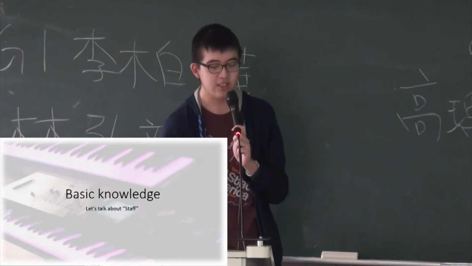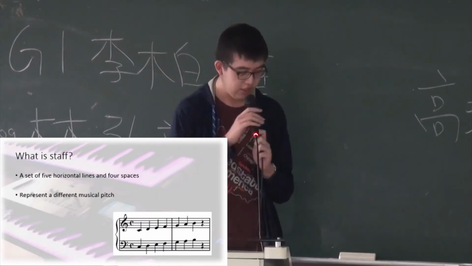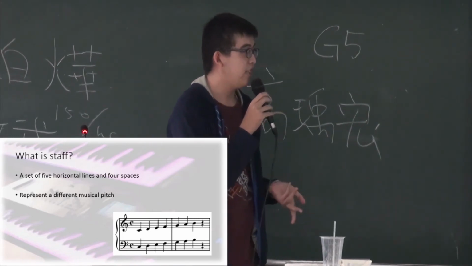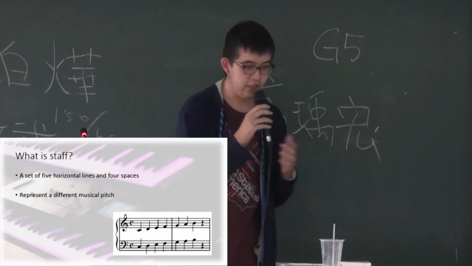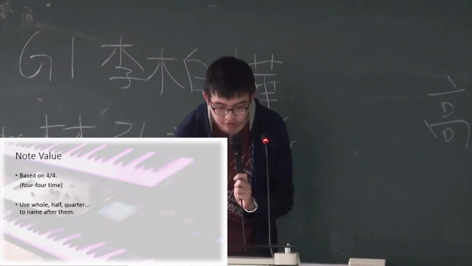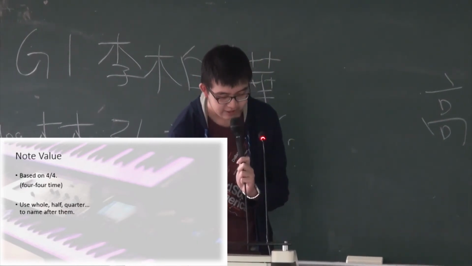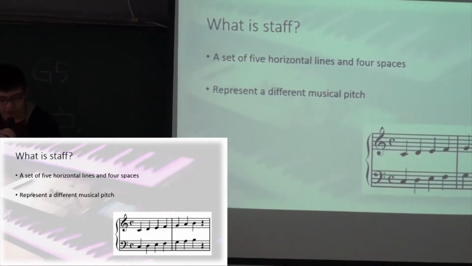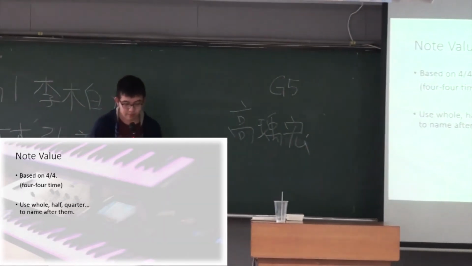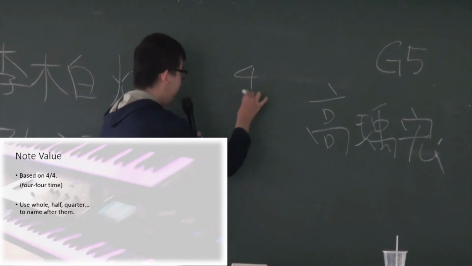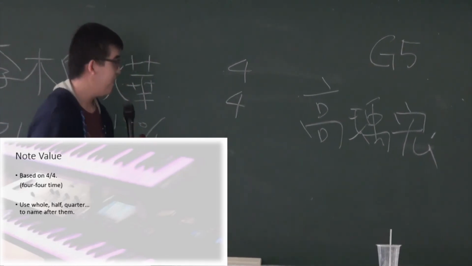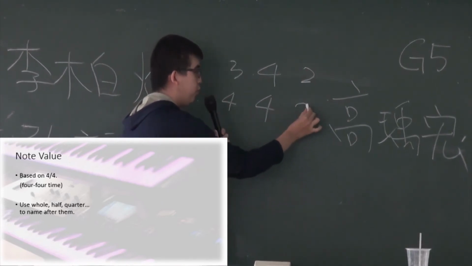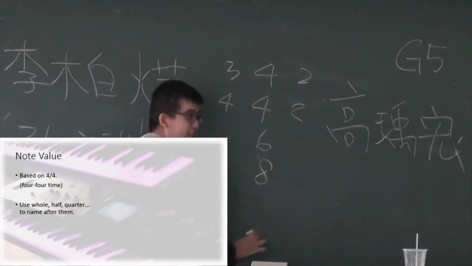Basic knowledge, and let's talk about staff. And what is staff? Staff is this one. A set of 5 horizontal lines and 4 spaces, and it represents a different musical pitch. The note value. Usually, we will write here the note value, but this picture doesn't show. Based on 4 numbers, and you might see this one, 3/4, or 2/2, or 6/8.